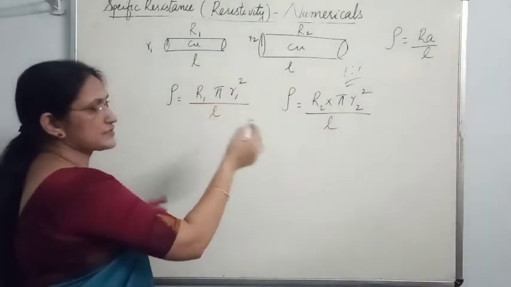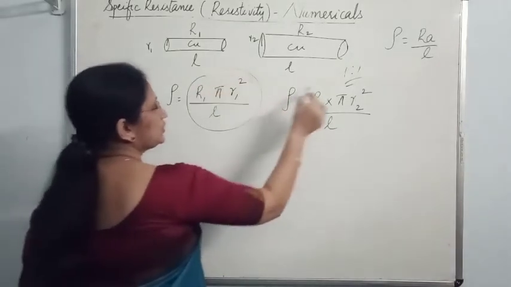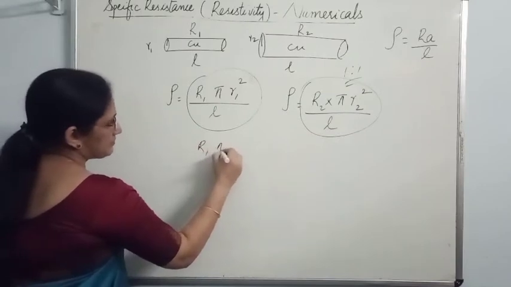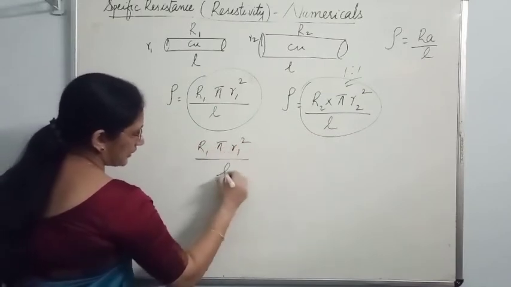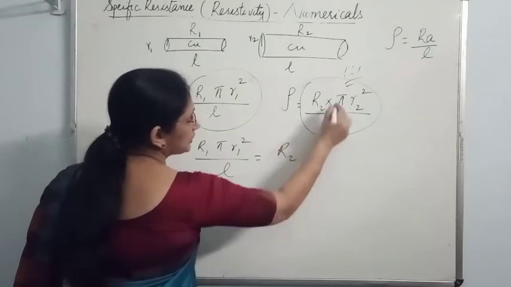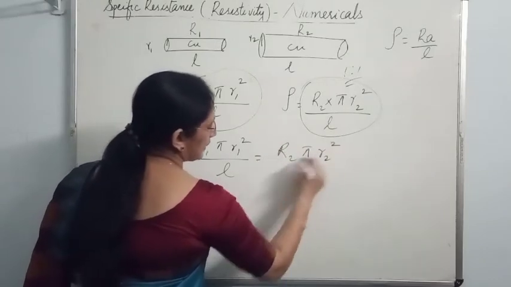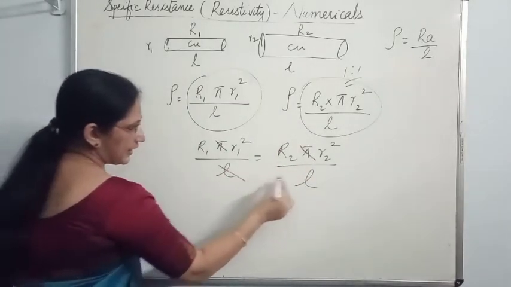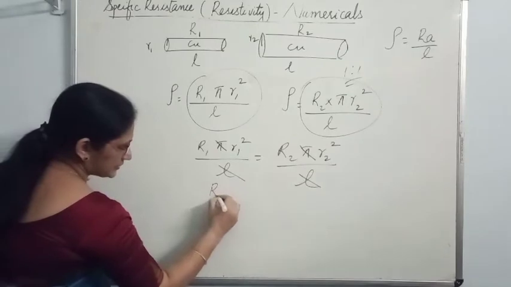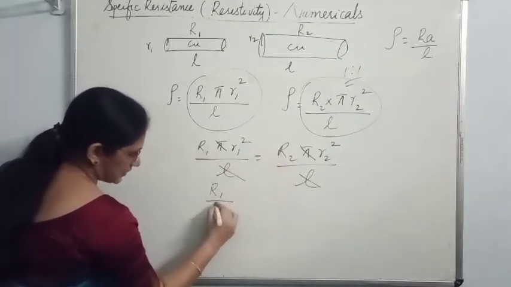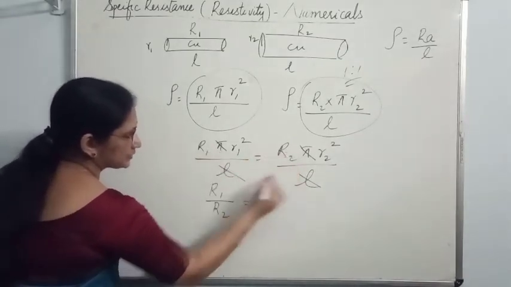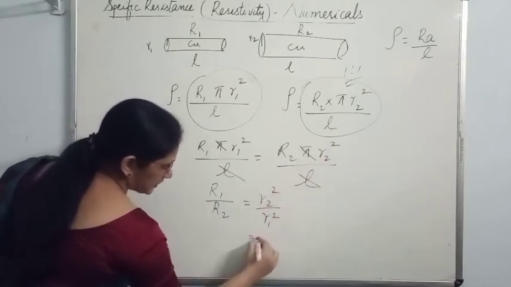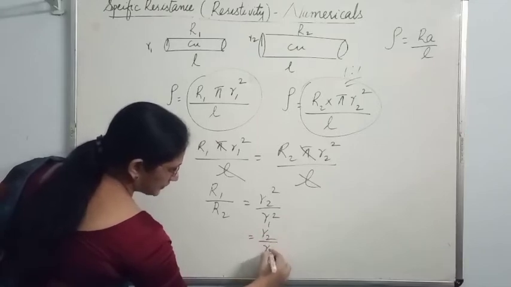Then compare the resistivity. It is equal, so these two can be equalized. You will get R1 pi R1 square upon L is equal to R2 pi R2 square by L. Cancel the similar terms. Pi and pi cancel, L gets cancelled. So you will get the ratio of R1 and R2. R1 by R2 is equal to R2 square by R1 square. That means R2 by R1 whole square.